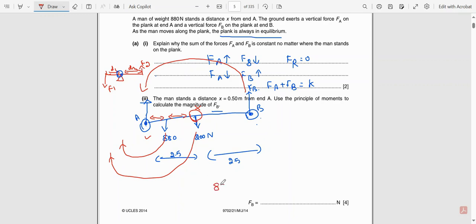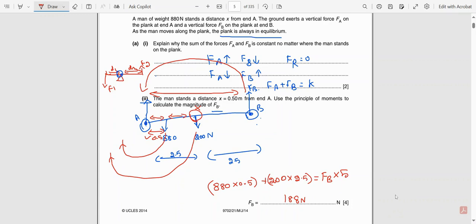So the clockwise moment means 880, and the distance they have given is 0.5 meter, right? 880 into 0.5, and then 200, both are clockwise. That is why I have added that one. 200 into 2.5. And then that will be equal to FB, and the distance from here to here will be 5. So if you cancel that, you can easily get FB, that is 188 Newton.